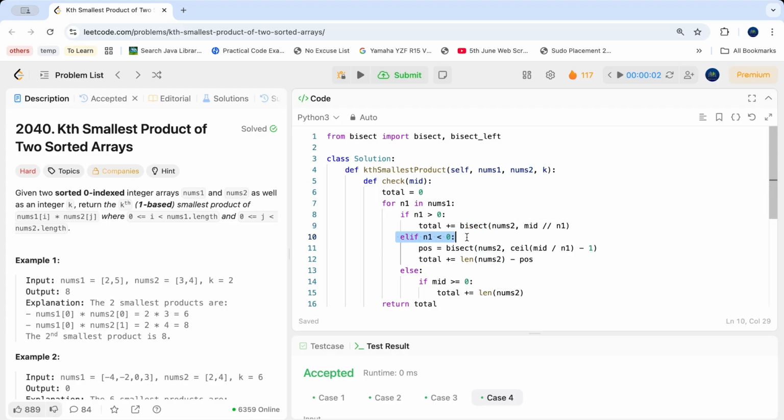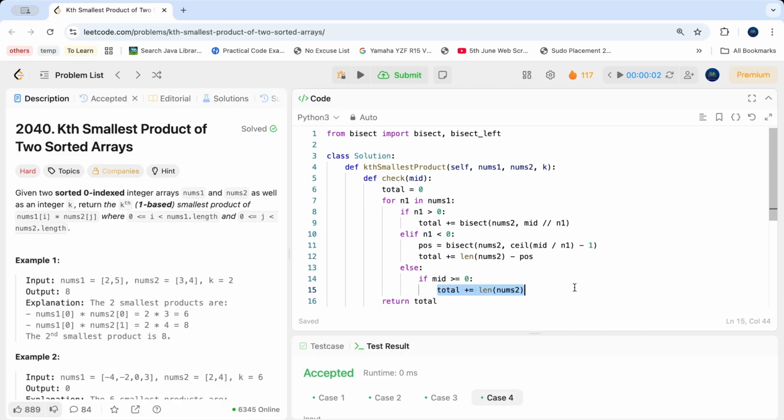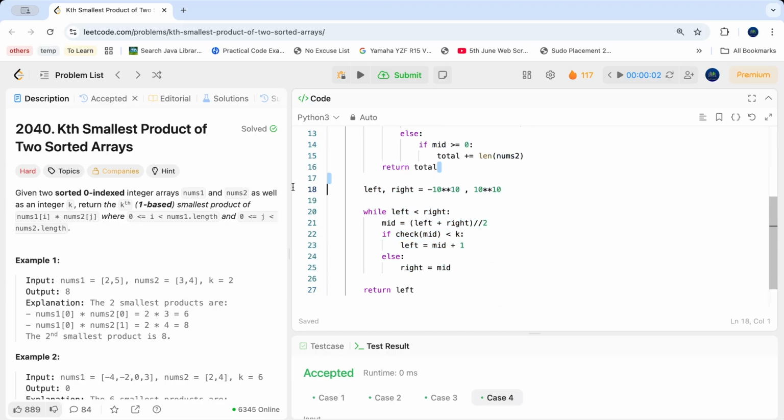Now if n1 is less than 0, then you will first find the position, which is equal to bisect nums2, then take the ceiling value of mid divided by n1, and then take minus 1. Then the total is going to be total plus length of your nums2 array minus position. I have already explained this formula. And else, if the value of n1 is 0, in this case we are going to say if mid is more than or equal to 0, then total is equal to total plus length of nums2. And then you can just return the total number of elements.